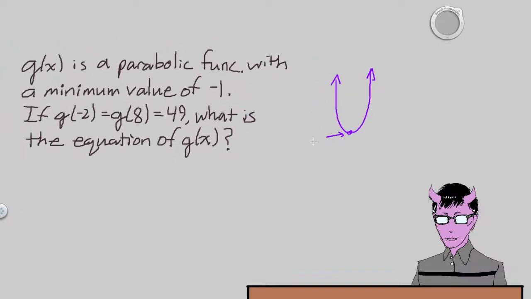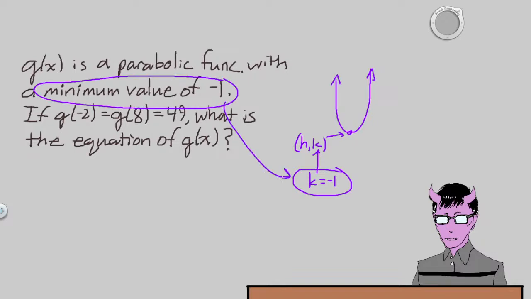And this vertex point, we can denote it using HK standard notation. So since the minimum value is -1, that implies that this vertex coordinate, the y value of k, has to be -1. So that is the direct translation. A parabolic function with a minimum value of -1 means that the lowest possible y value is -1, which means the vertex coordinate y value is going to be -1. Okay, so that's nice.